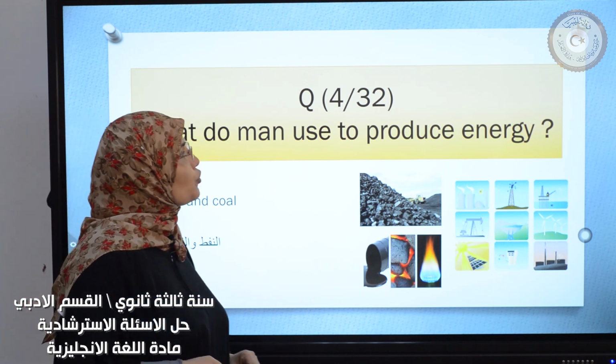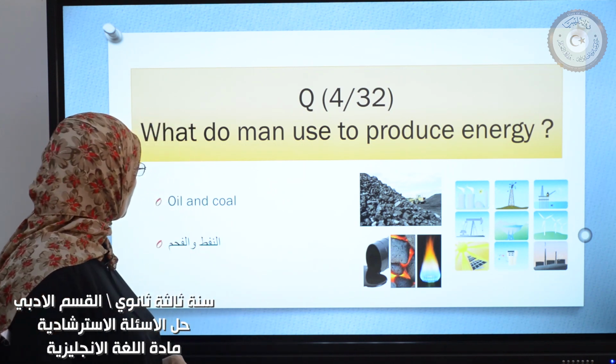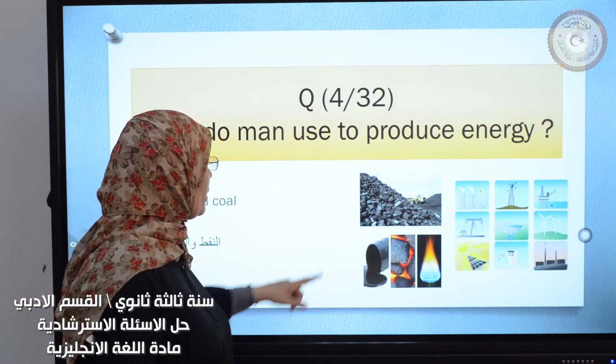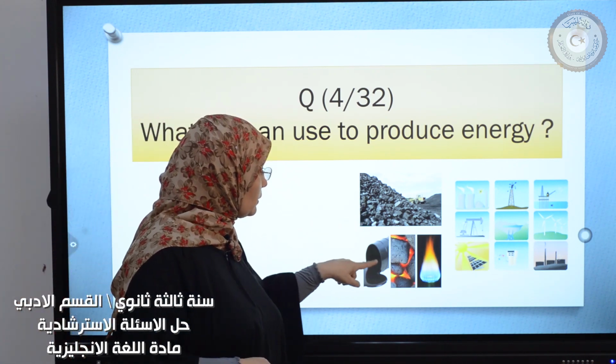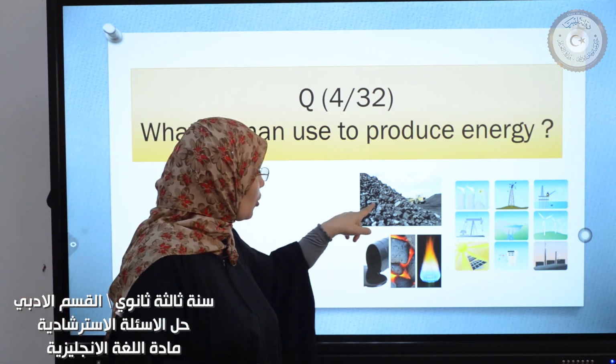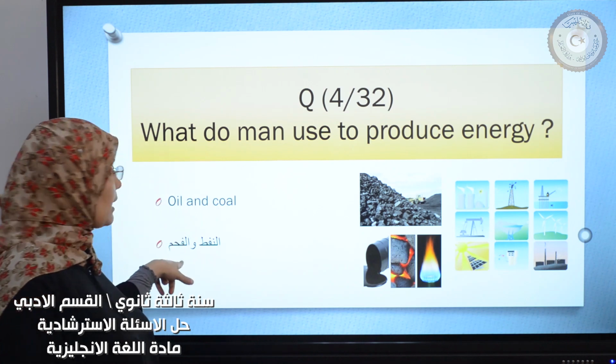What do man use to produce energy? They use coal and oil. And you have them: oil and coal. So coal and oil, النفط والفحم.